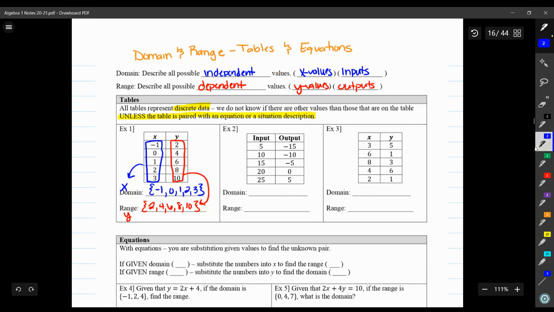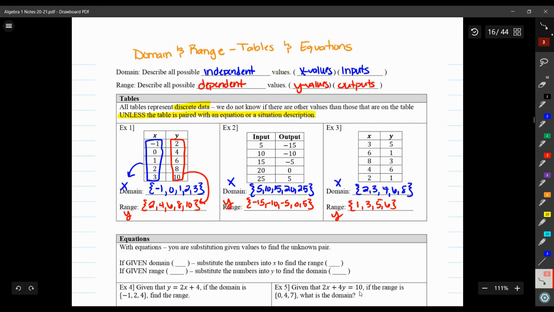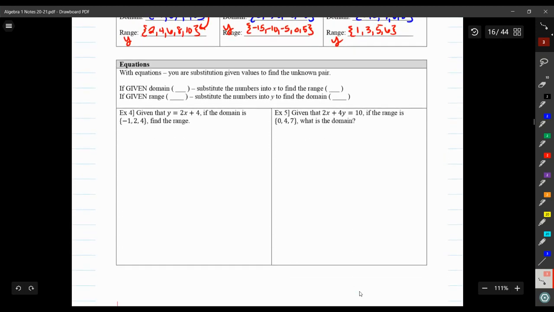So you guys try out example 2 and 3. See if you can get the domain and the range. What you should have had for your solutions for 2 and 3. Remember on 3, when you have a repeated value of a range or domain, we only need to list it once. And these were not in least to greatest order, so we had to make sure we reordered them for our solution. Now let's talk equations.